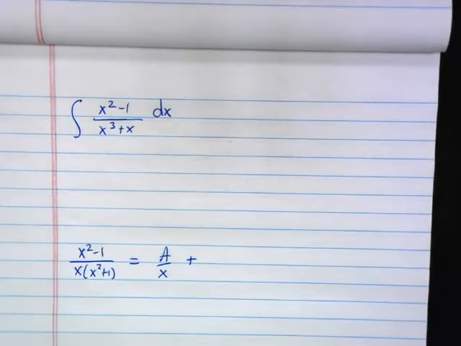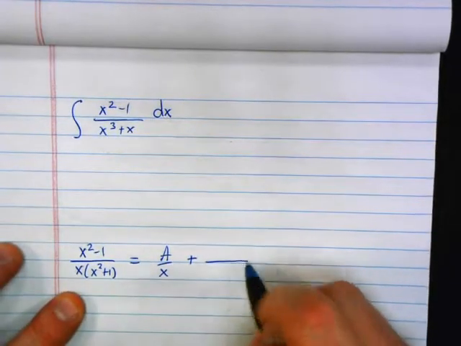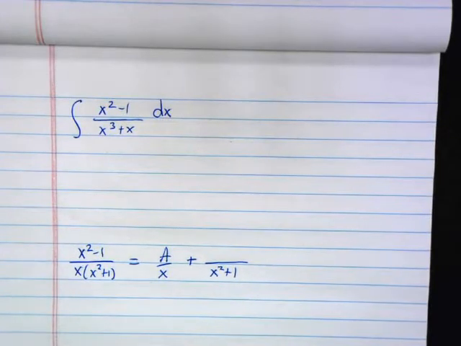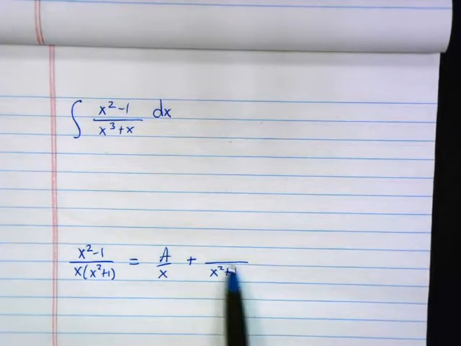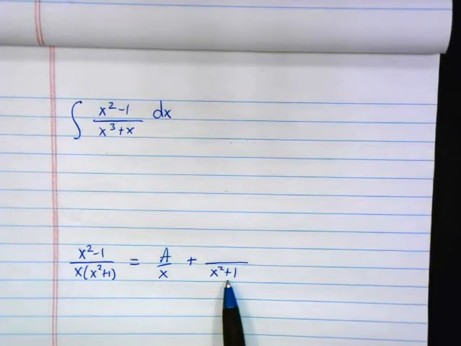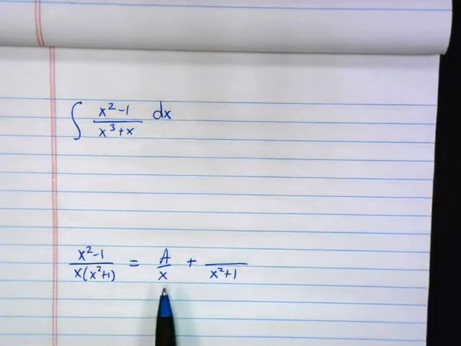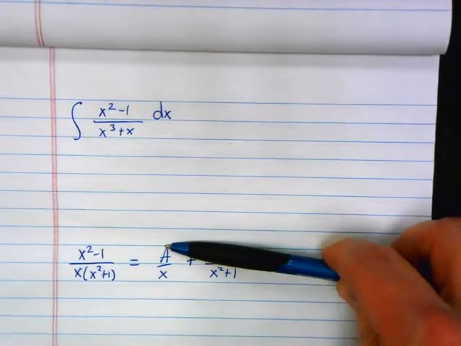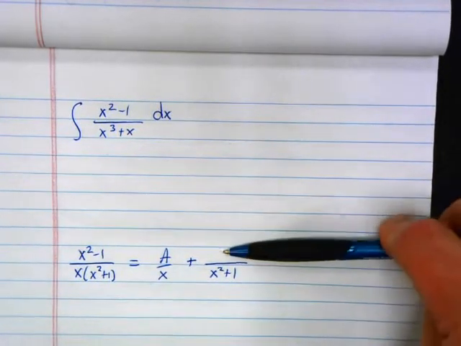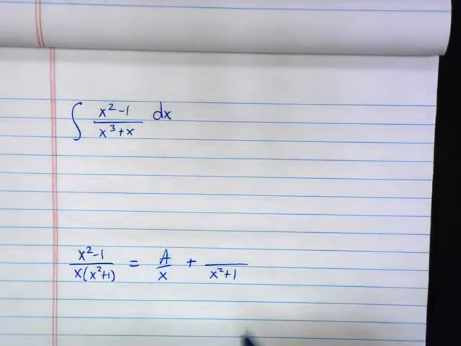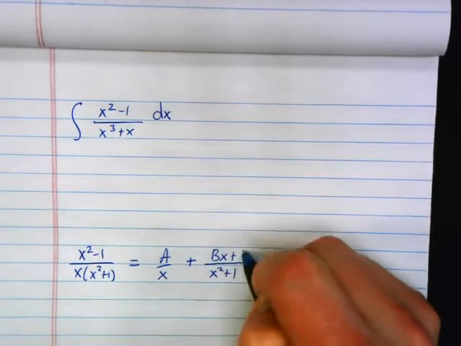Plus, here's the new thing. The second fraction has x squared plus 1 on bottom. That's a quadratic that doesn't factor. When you have a quadratic on bottom that doesn't factor, what you need up on top is a linear. So when I have a linear on bottom, I have just a number on top. When I have a quadratic on bottom, I need a linear up here. So what am I going to write for a linear? bx plus c. We don't know that the c is the number 1, so we have to write a linear function. So we're going to have bx plus c.